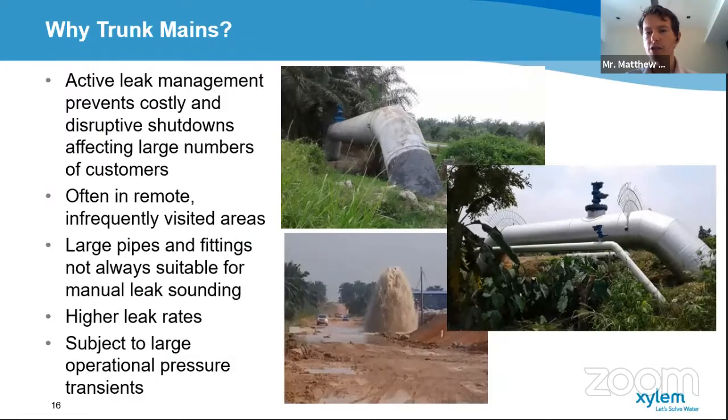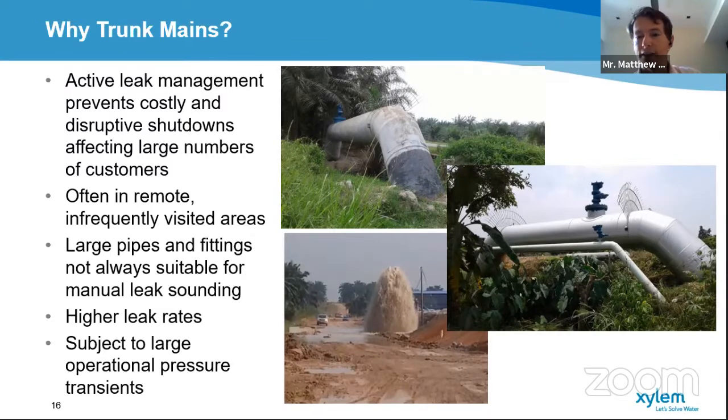So why trunk mains in particular? Active leak management can prevent costly shutdowns of the network. And since trunk mains convey a lot of water, it's important to keep them running all the time to avoid shutdowns to large numbers of customers. They are the backbone of the network. In particular in Malaysia, these trunk mains can be in remote and infrequently visited areas. So often you may rely on the public to inform you of leaks. Not really possible when these are in plantations or in the jungle.